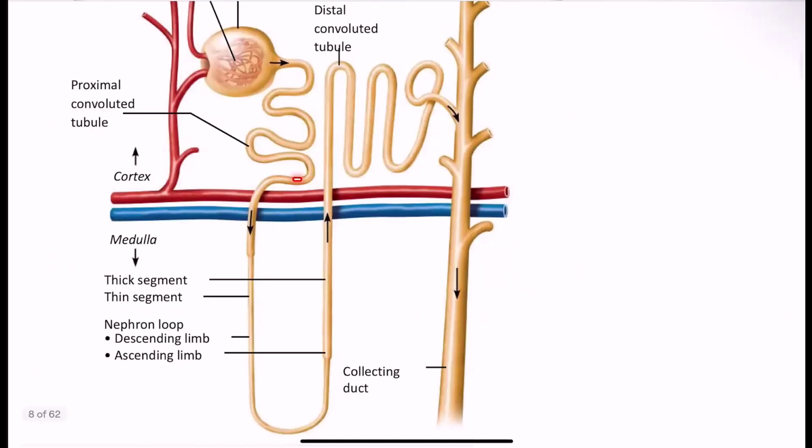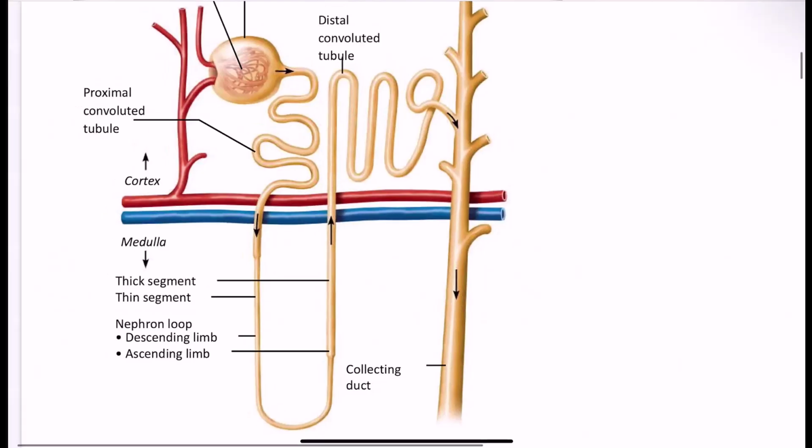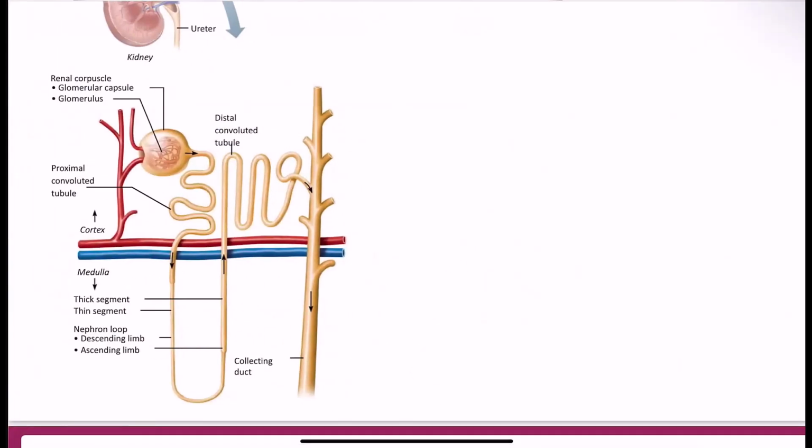Then we end up in our nephron loop, where we go down the descending limb and up the ascending limb. And remember I told you there were thin parts and thick parts. So there's the thin segment, which is thin, and the thick segment, which is thick. And then we go into our distal convoluted tubule. It's really convoluted. And then we end up in our collecting duct. And remember I told you that the collecting duct receives fluid from lots and lots of different DCTs, distal convoluted tubules. And then eventually this will end up in the renal pelvis, the ureter, and eventually the bladder.